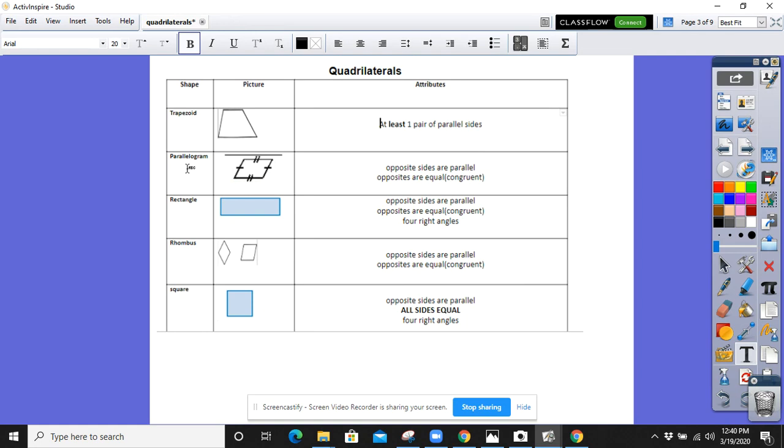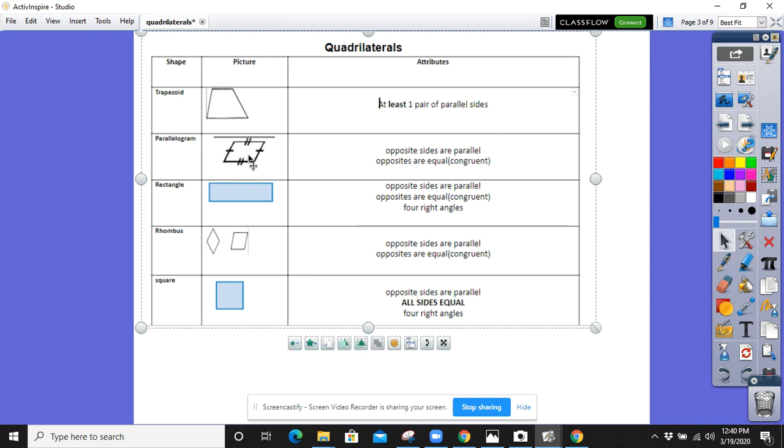A parallelogram, okay, notice parallelogram, opposite sides are parallel, so that means this side and this side are parallel. And this side and this side are parallel. So that's why it's a parallelogram. All of the opposite sides are parallel. Also, opposite sides are equal, or you may hear the word congruent, which means they are equal. So all of these opposite sides are congruent. So this side is equal to that side, and that side is equal to this side.